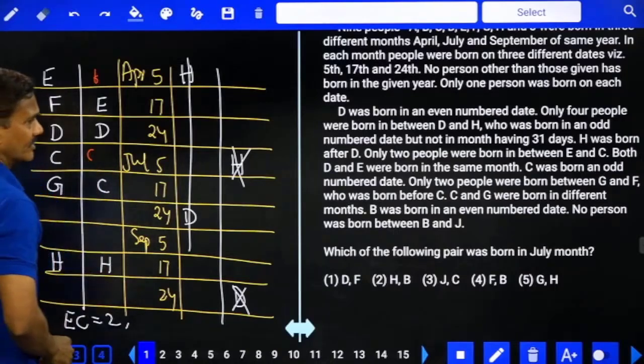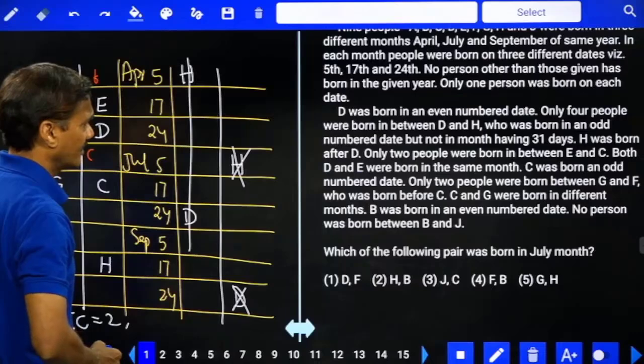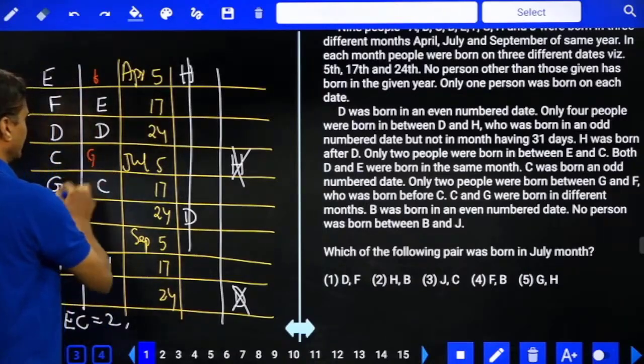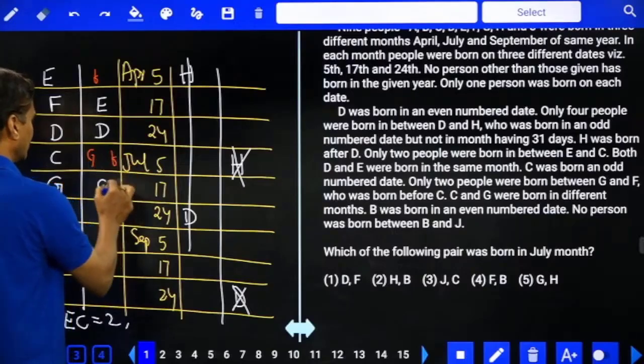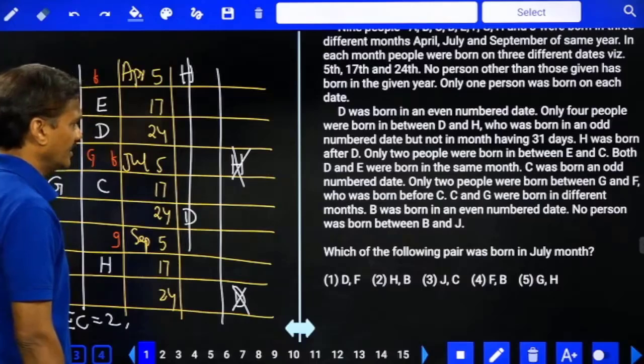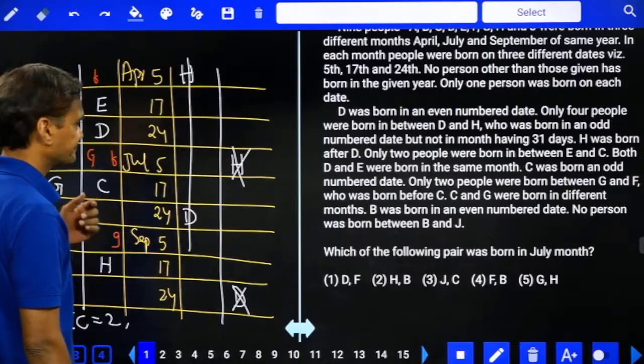Clear? Because how many persons here? And 2 people between G and F. F is here, then G will be here. That is one case. Or if F is here, 1, 2, G will be here. That is the second case. Then F was born before C.